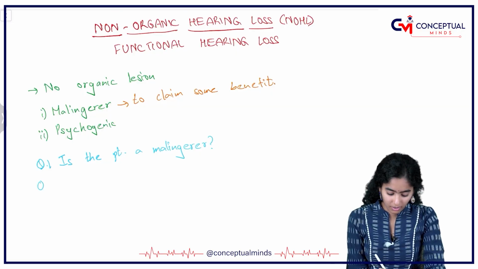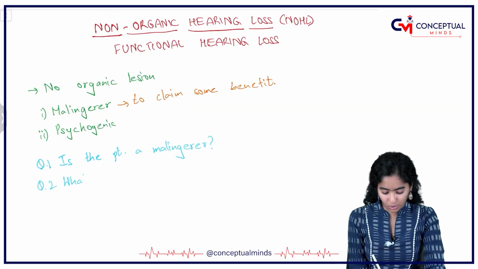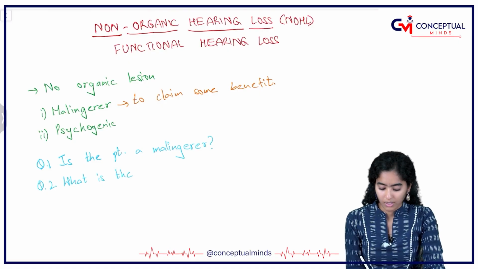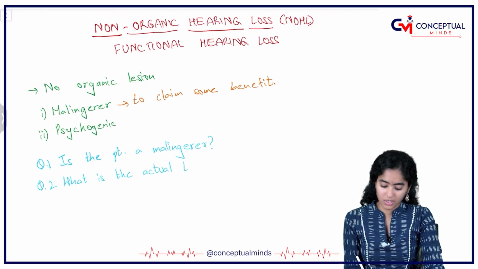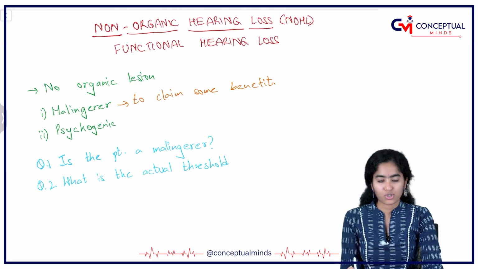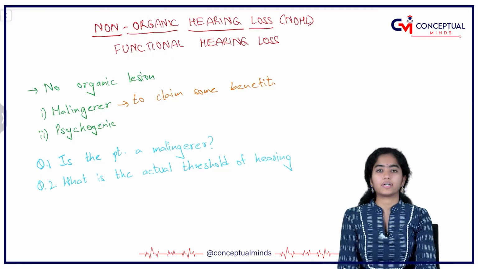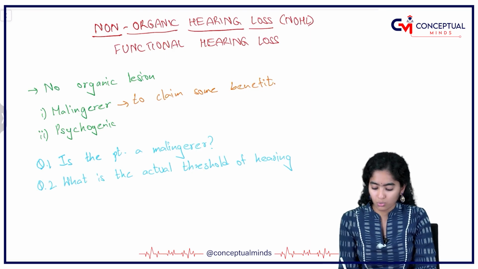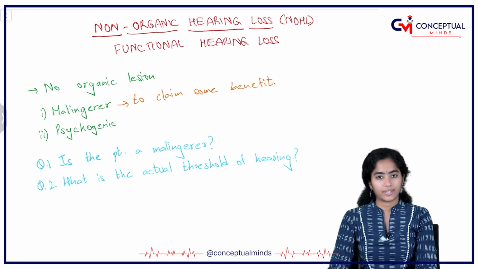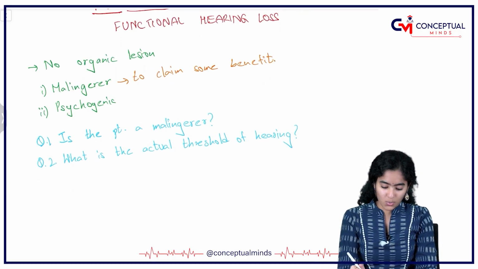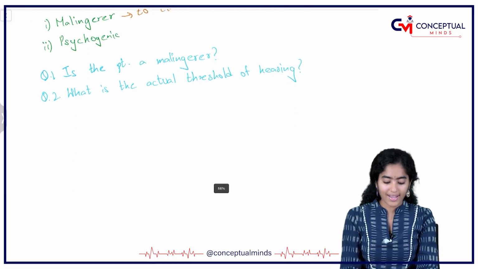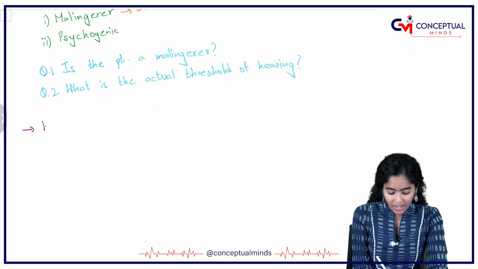Second question is, what is his actual threshold of hearing? Now, it's not that for some reason you believe the patient to be a malingerer and you send him away. No, we have to actually measure the threshold of hearing. Because as I said, although he is exaggerating, he could be having some hearing impairment. So, we must find out what is the actual threshold of hearing. So, to answer these questions, as a doctor, first, we must have a high index of suspicion.